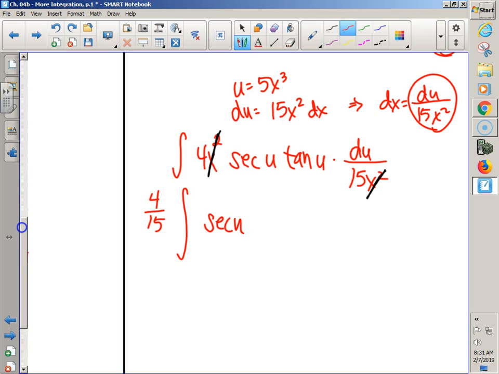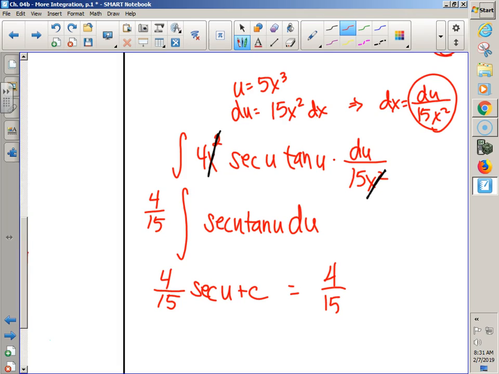Did I finally get to my secant u tangent u? Ha-ha! And why is that amazing? Because the integral of secant u tangent u is secant. If you want, you can put secant u plus c, but somehow, step number 5, you have to get back to terms of x's. So how do I get back to terms of x's? Ask myself, who is u? Secant of 5x cubed plus c.